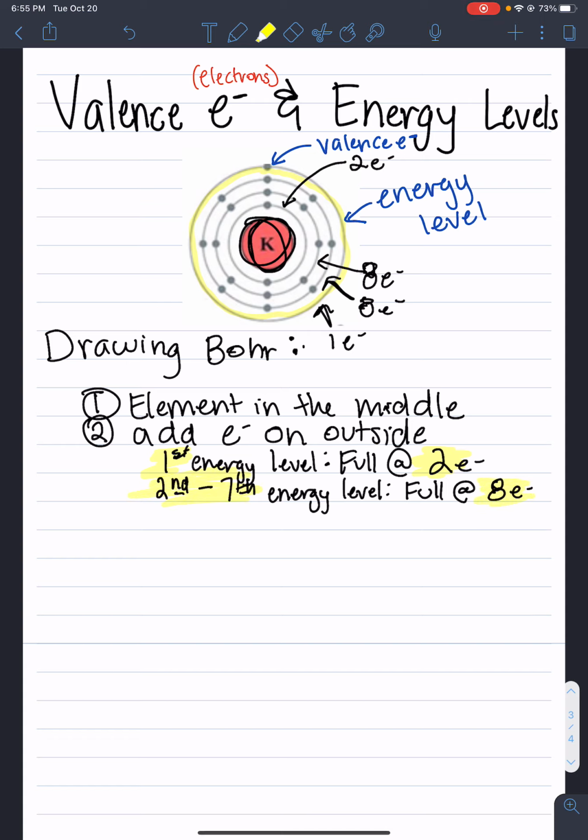Sorry, my handwriting is really bad. I haven't even been paying attention to it. Hopefully you guys can read everything. So those are our rules that we're going to follow.